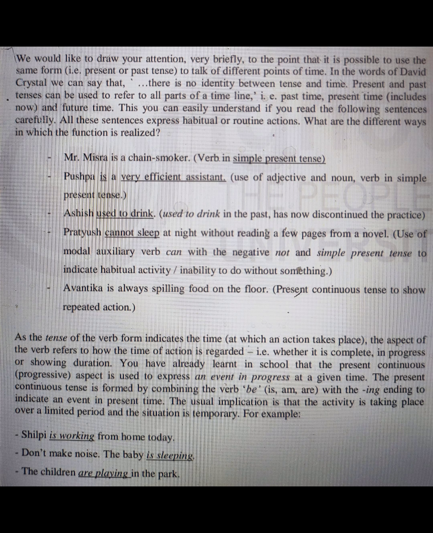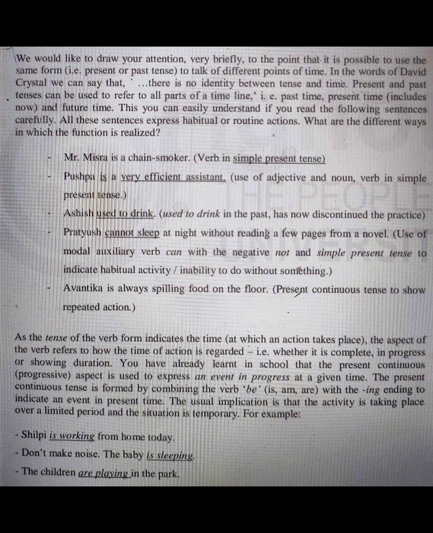Mr. Misra is a chain smoker. Verb in simple present tense. Pushpa is a very efficient assistant. Use of adjective and noun, verb in simple present tense. Ashish used to drink in the past, has now discontinued the practice. Pratyush cannot sleep at night without reading a few pages from a novel.